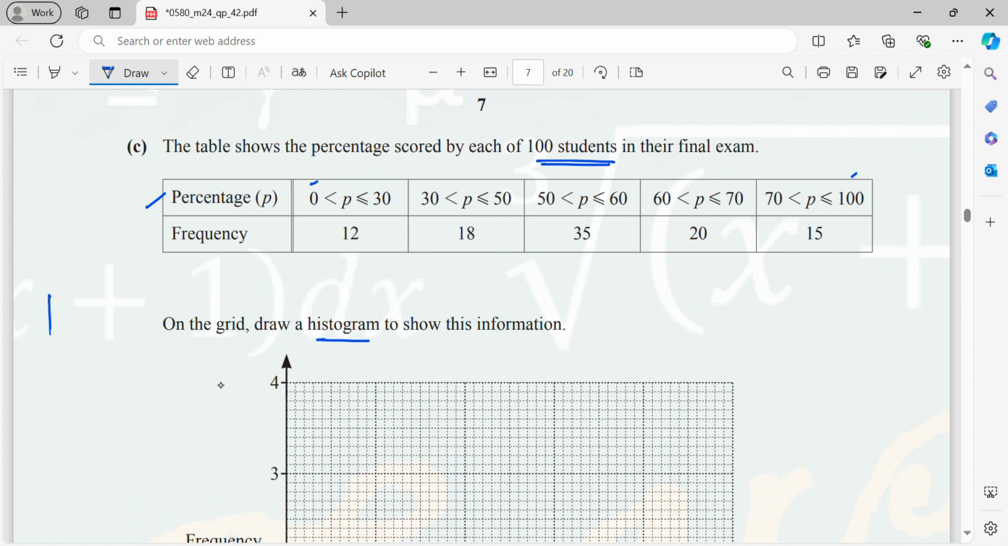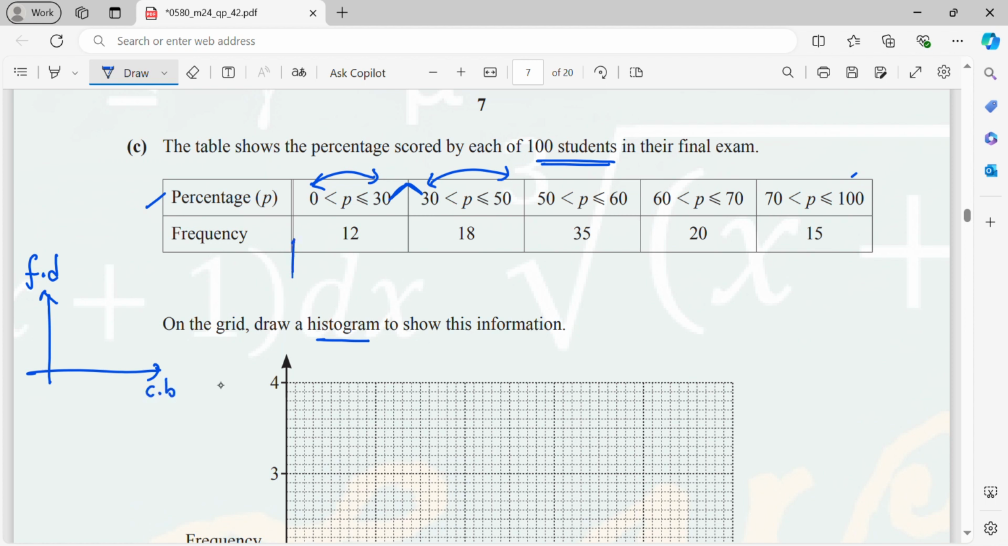So for the histogram, for your information, for the vertical axis, we need to check the width of the class, right? So here it is 30, but then the next one is 20, because 50 minus 30 is basically 20. So since they have different class widths, we need to use frequency density for the vertical axis. And for the horizontal axis, that will be the class boundaries.